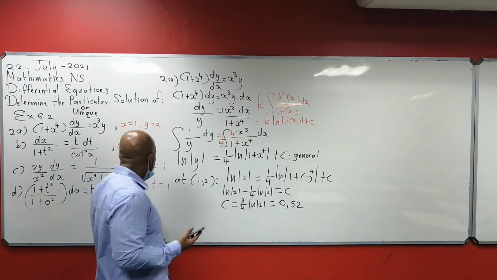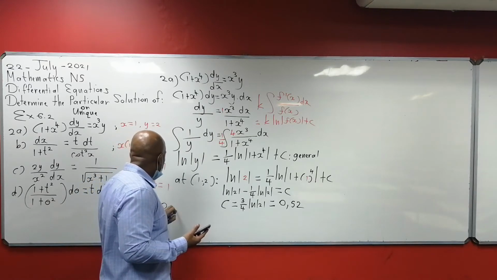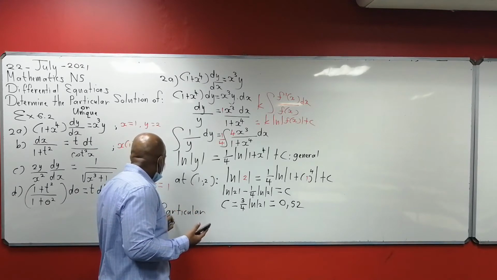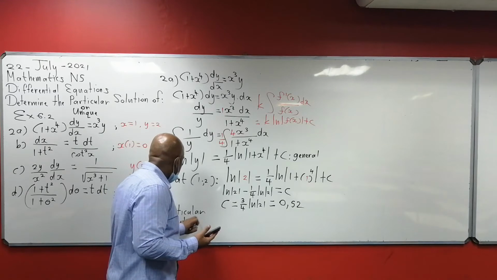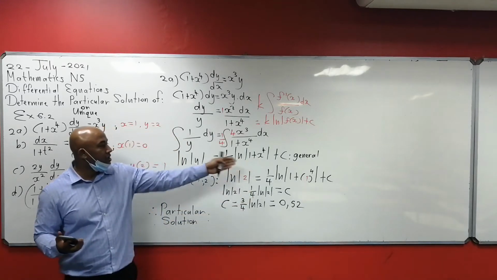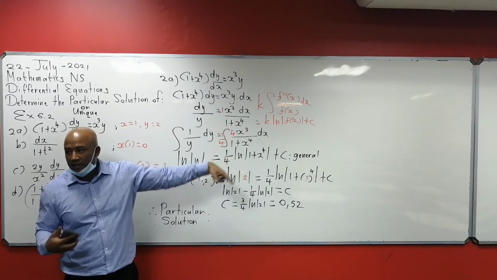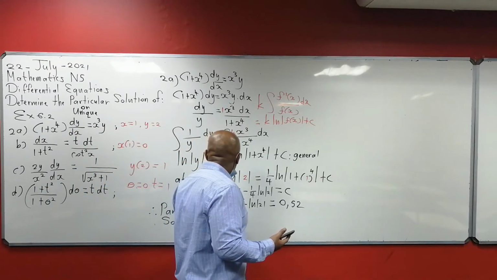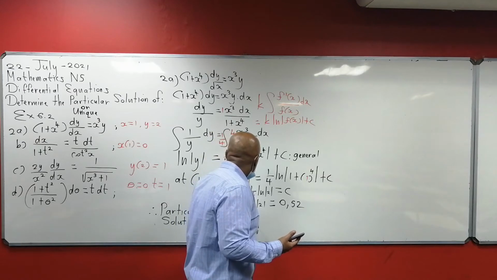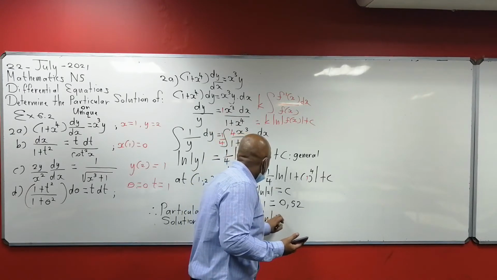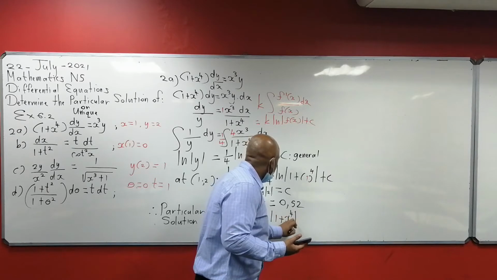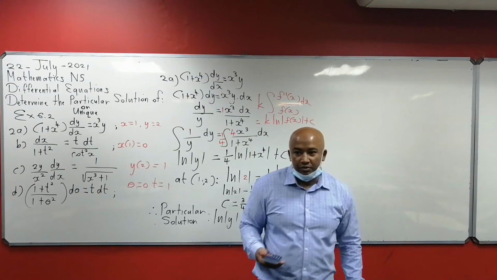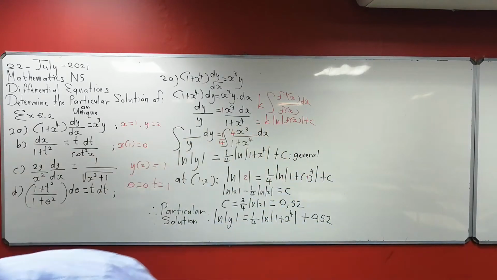So therefore, now the particular solution, all you're going to do is go back to the general solution, copy it down, and write down the value of c there. That is the particular solution. So therefore, ln absolute value of y is equal to 1 over 4 ln of 1 plus x to the power 4 plus 0,52. That's all. That is the particular solution.